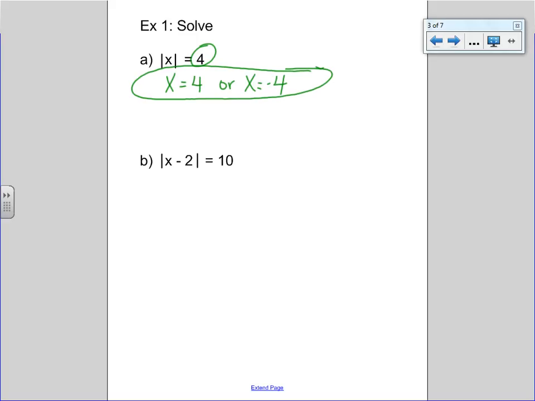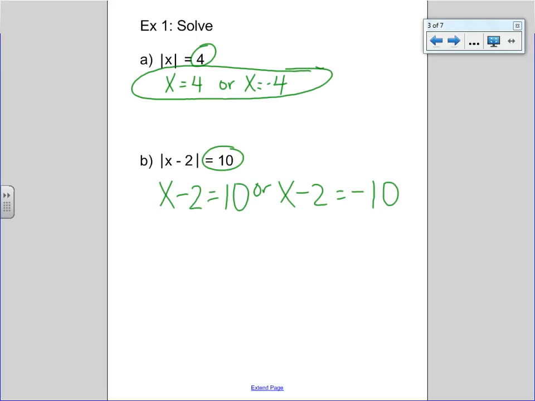Okay, so just like I did in example A, I have the absolute value bars all by themselves on one side of the equal sign. I'm going to write two equations now, without the absolute value bars. So I have that x minus 2 is equal to 10, or the other number that has the absolute value of 10 would be x minus 2 equals -10. Okay? This is "or" in between here. So I have to solve both of these now.